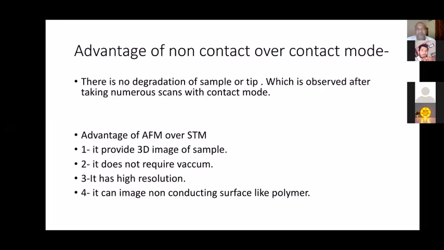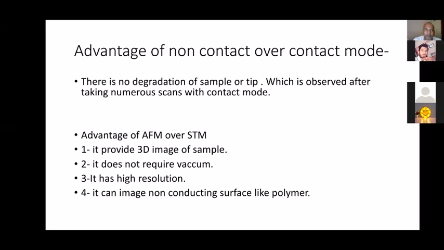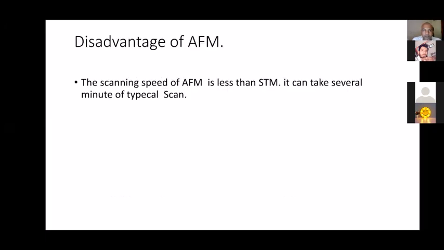Advantage of non-contact mode over contact mode: there is no degradation of sample or tip. Advantages of AFM over STM: number 1, it provides a 3D image of the sample. Number 2, it does not require vacuum. It has high resolution. It can image non-conducting surfaces like polymers. Disadvantage of AFM. The scanning speed of AFM is less than STM. It can take several minutes for a typical scan.